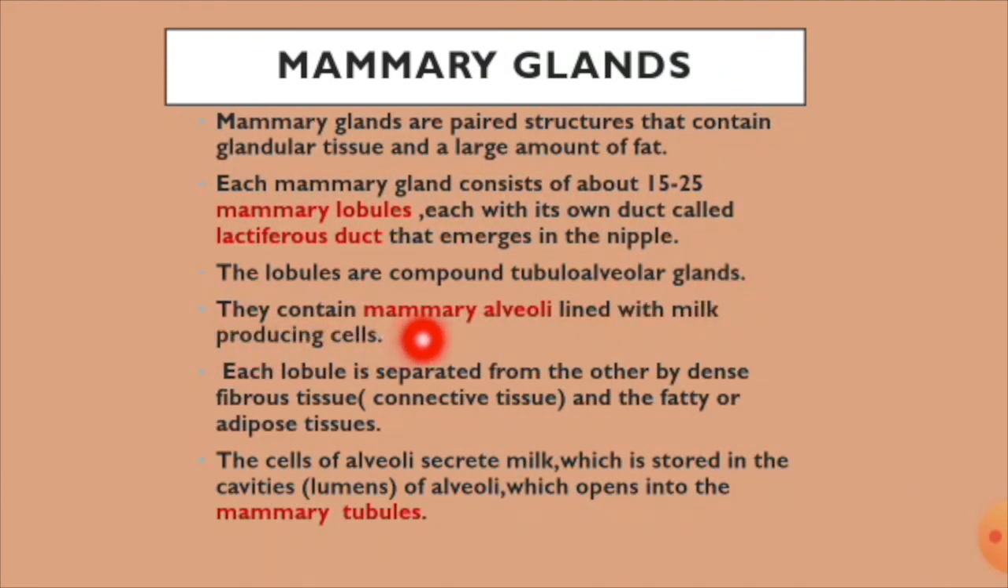They contain mammary alveoli lined with milk-producing cells. Each lobule is separated from the others by dense fibrous tissue, connective tissue, and the fatty or adipose tissues. The cells of alveoli secrete milk, which is stored in the cavities of alveoli, which open into the mammary tubules.